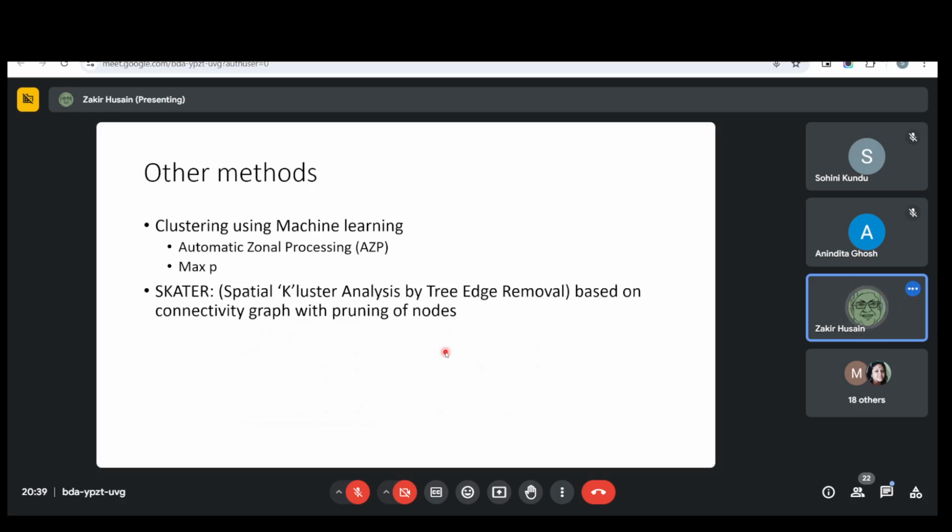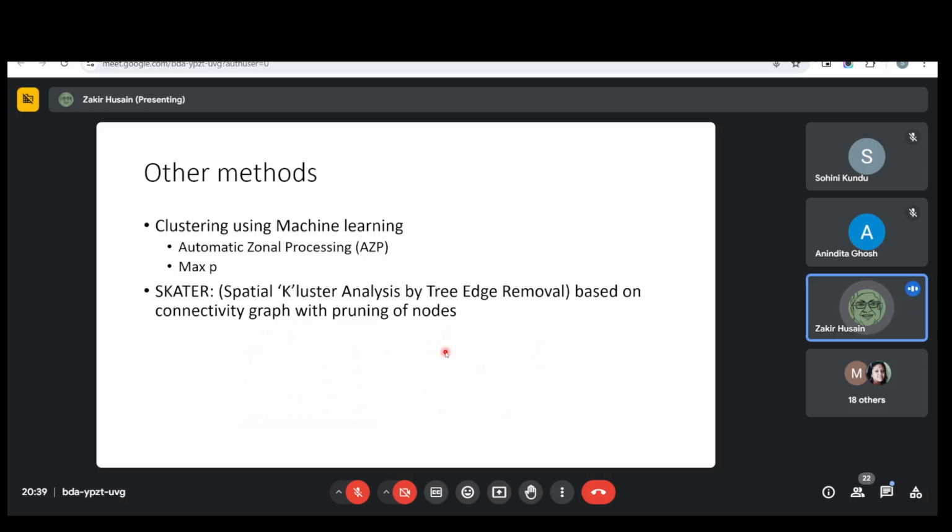Other methods, GeoDa will allow you to cluster using machine learning processes. So the automatic zonal processing, AZP, or the max-p clustering. These are machine learning where you have to go for supervised, unsupervised processes. I'm not going into them.